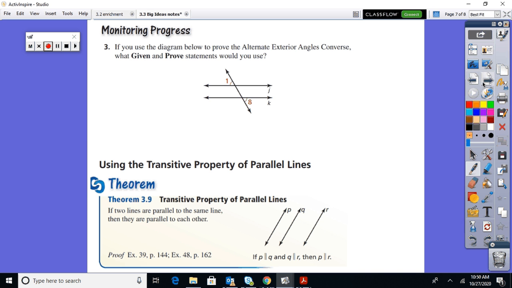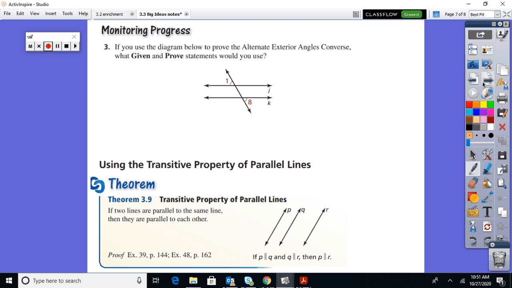All right. Monitor progress here. If you use the given diagram below to prove the alternate exterior converse, what given and prove statements would you use? All right, so pause the video here. This is a good one to practice, and pick it back up when you're done.